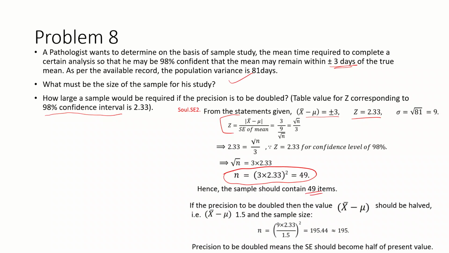Then it is telling that if the precision is to be doubled, then the x minus mu should be halved, that we saw in one of the theoretical questions. So this plus minus 3 is halved to 1.5, and we are getting n is equal to 195.